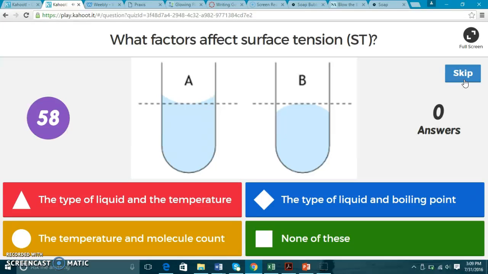Red, the type of liquid and the temperature. Blue, the type of liquid and boiling point. Yellow, the temperature and molecule count. Or green, none of these.